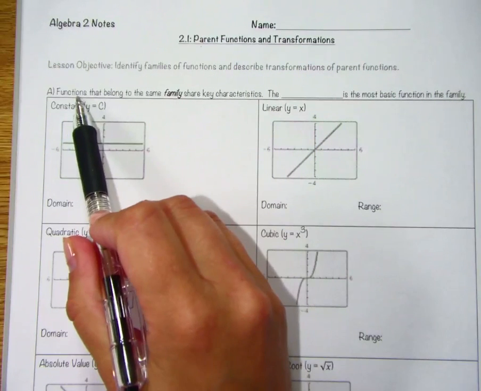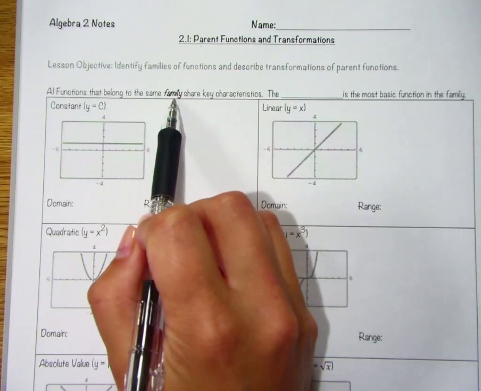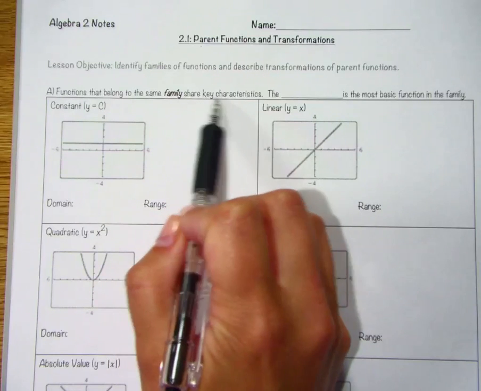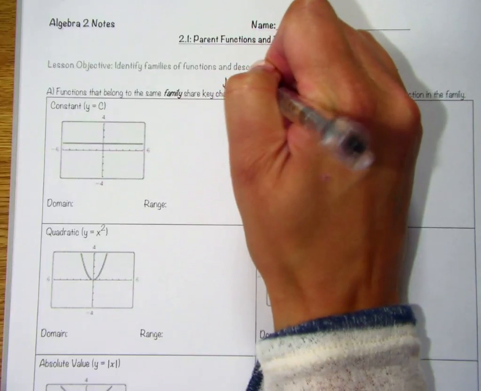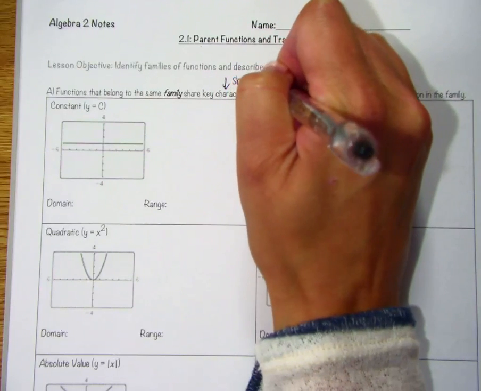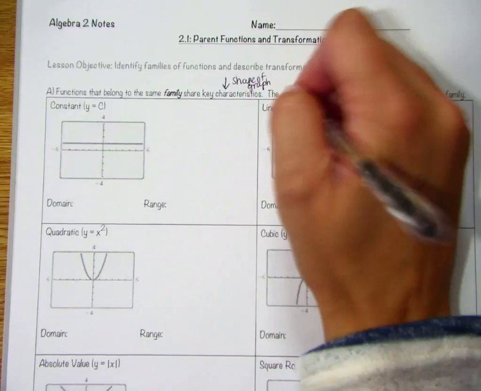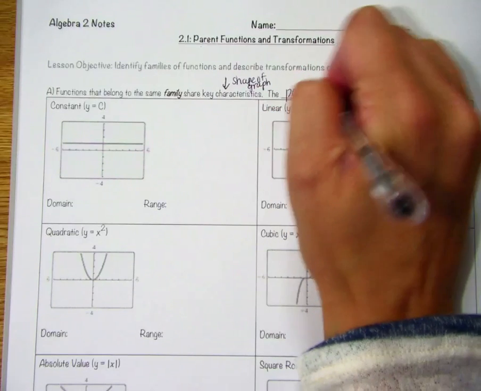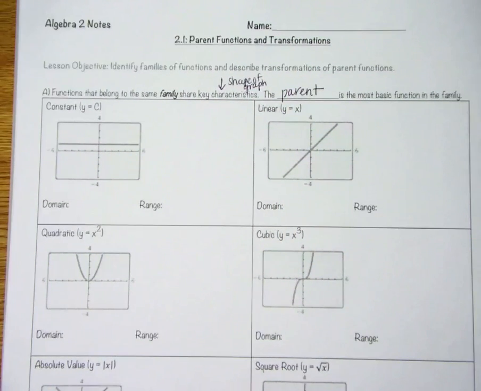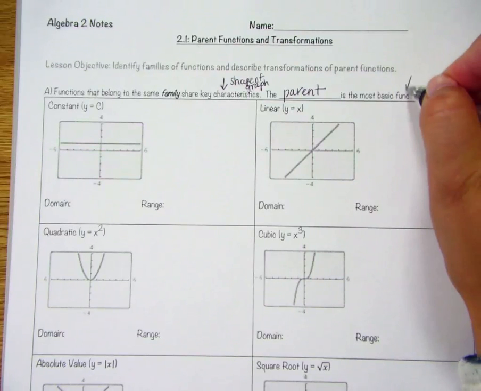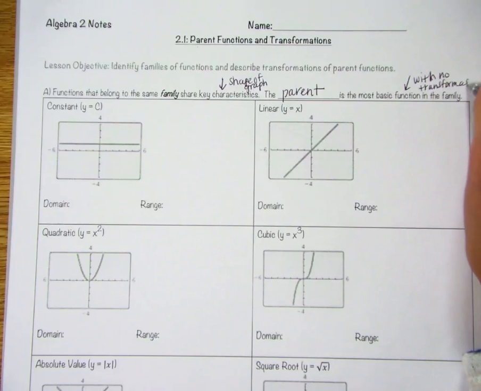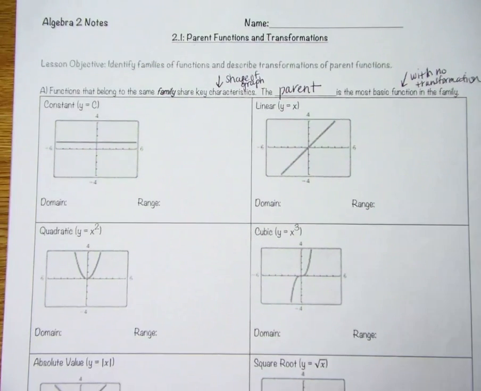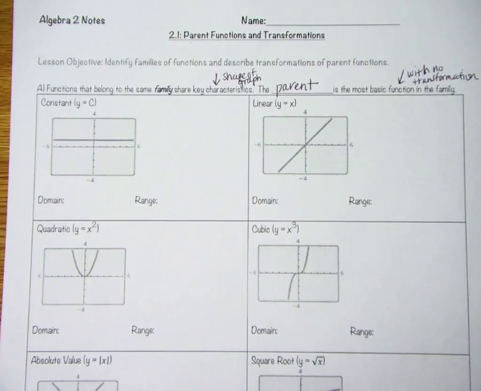So functions that belong to the same, what we call family, share key characteristics. And a lot of times those key characteristics are the shape of the graph. And we'll talk about that in a second. What we call the parent function is the most basic function in the family. And this is with no transformations. So the parent function is the function in the family with no transformations.